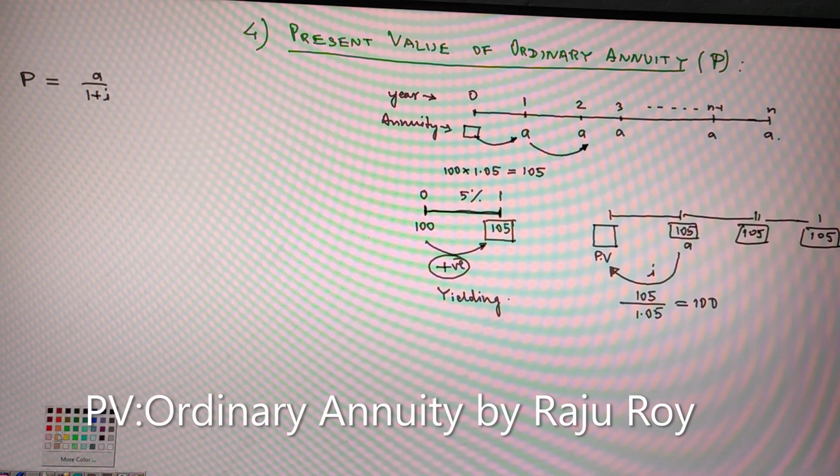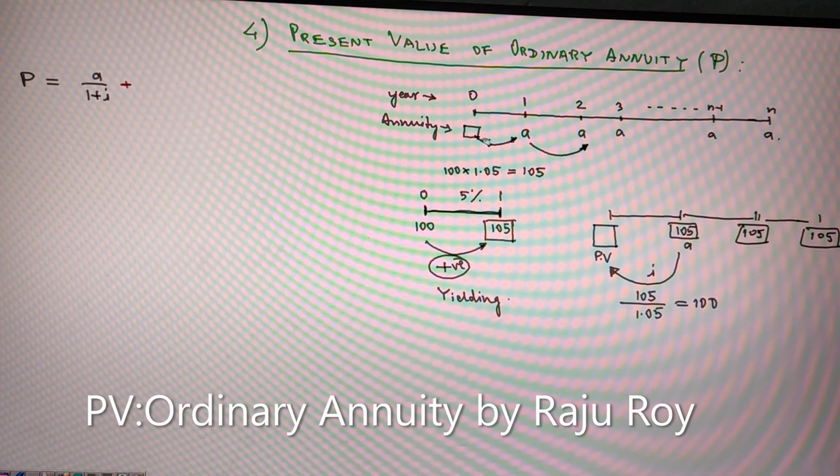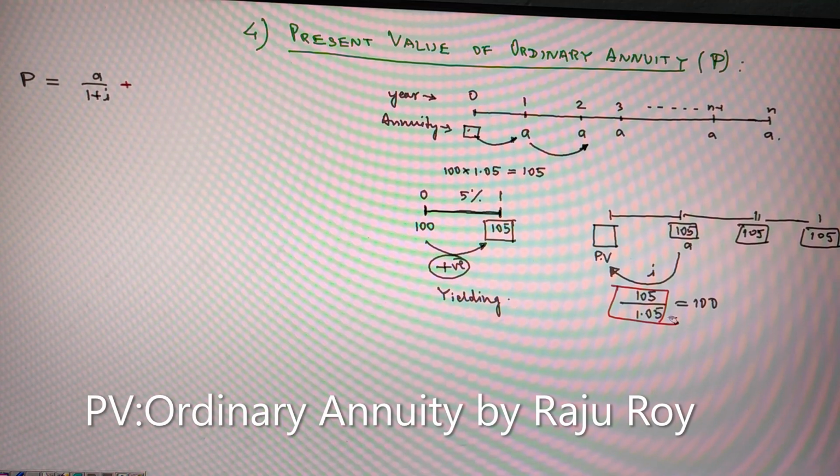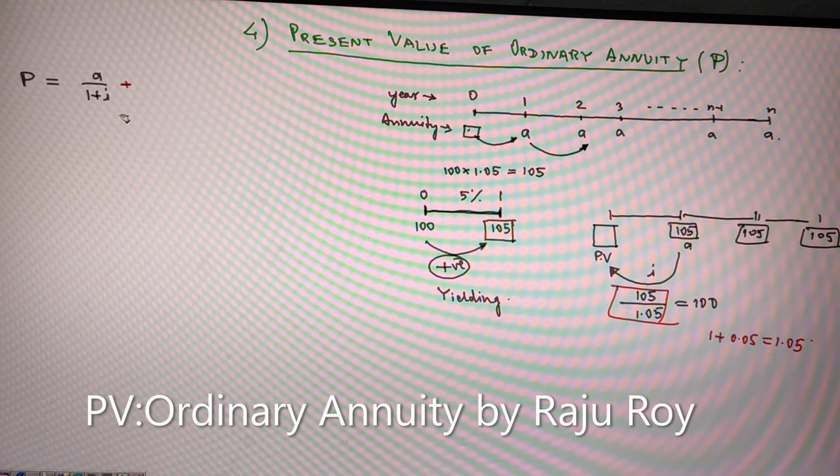Let me change the color. Now, next one. If I is the rate of interest, then the present value will be A divided by 1 plus I, as I have shown here. What is 1 plus I? With 5%, I am taking 0.05, so that gives me 1.05. This is what I have written here.